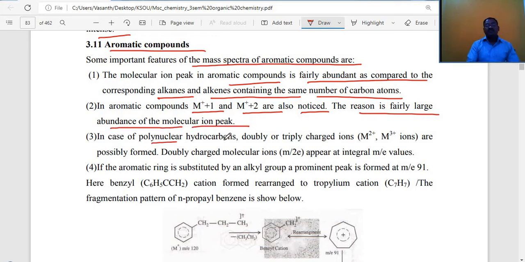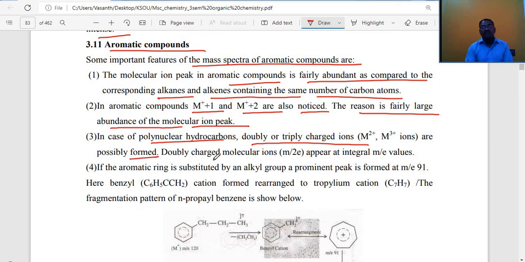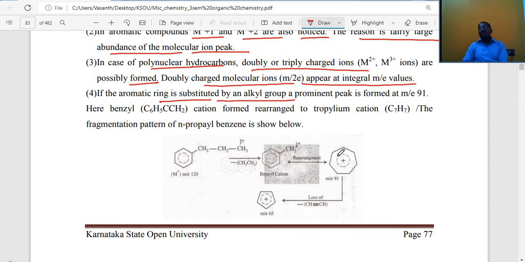In case of polynuclear hydrocarbons, doubly or triply charged ions are possibly formed. Doubly charged molecular ions appear at integral m/e values. If the aromatic ring is substituted by an alkyl group, a prominent peak is formed at m/e 91. Here the benzyl cation formed rearranges to the tropylium cation.